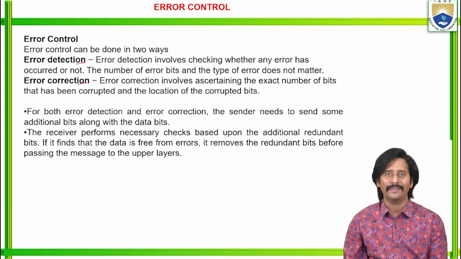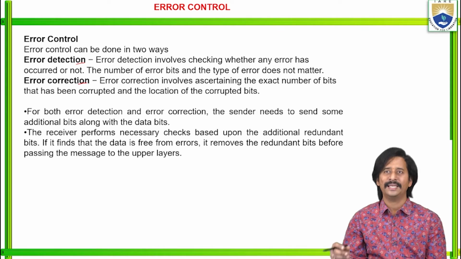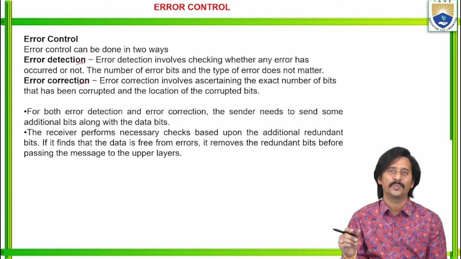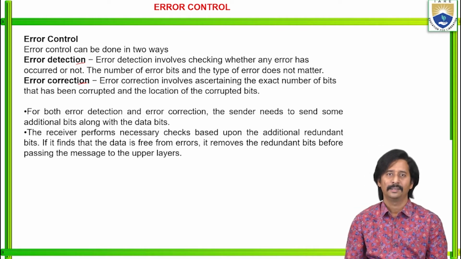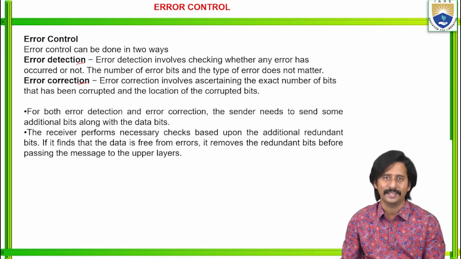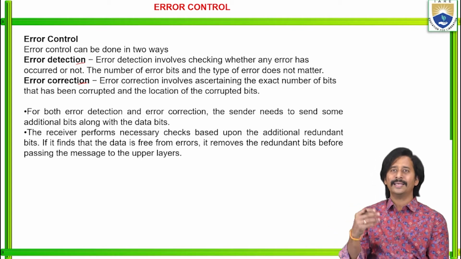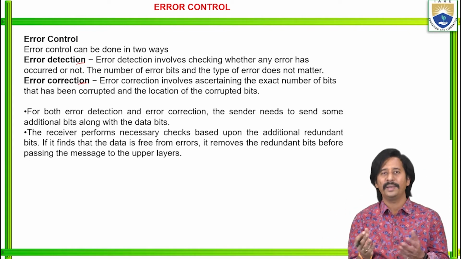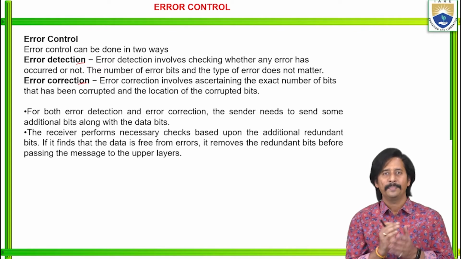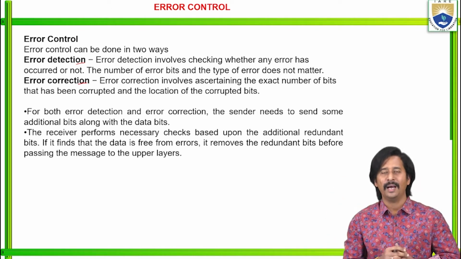Whereas coming to the next one, that is error correction. Error correction involves ascertaining the exact number of bits that have been corrupted and the location of those corrupted bits. So once you detect that an error is there, then we need to correct that particular error. How many bits? In our previous example, 5 bits are corrupted. Similarly, we need to find out the location of those corrupted bits. That specifies the error correction.